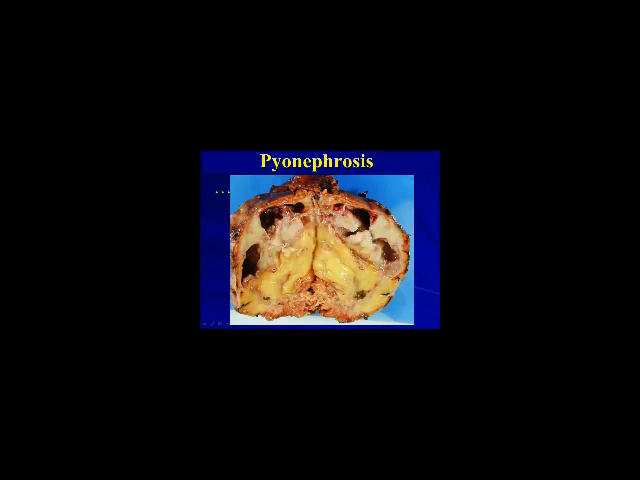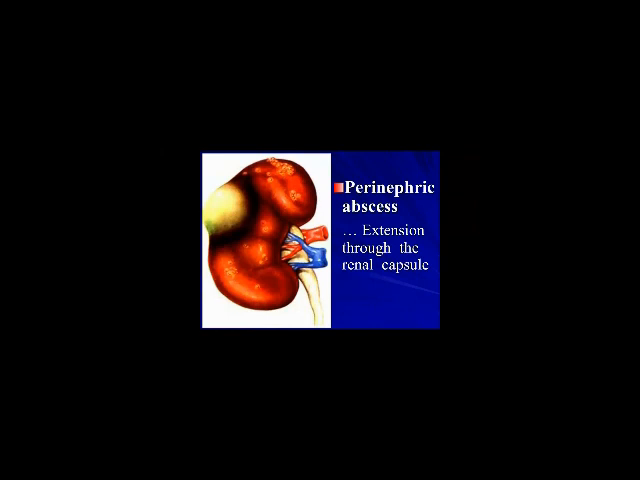pyelonephrosis. Pyelonephrosis means pus in the kidney. You can see this yellow area. This is accumulation of pus in the kidney, and this is a specimen of kidney which has been cut open. There is obstruction in the ureter, and due to obstruction, pus cannot be drained. As a result, it gets accumulated in ureter, pelvis, and this is called pyelonephrosis. Third complication is perinephric abscess.